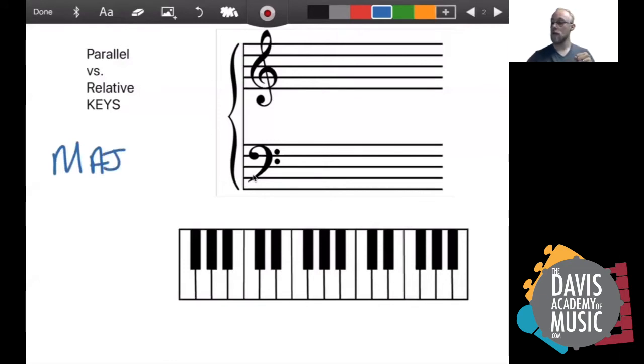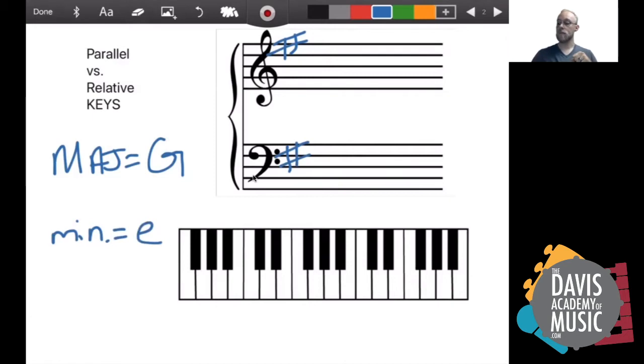Let's say that we have a key signature that has one sharp. Now we have two possibilities when we have a key signature. We have the major possibility and we have the minor possibility. With one sharp, our major possibility is G major. And with one sharp, our minor possibility is E minor.